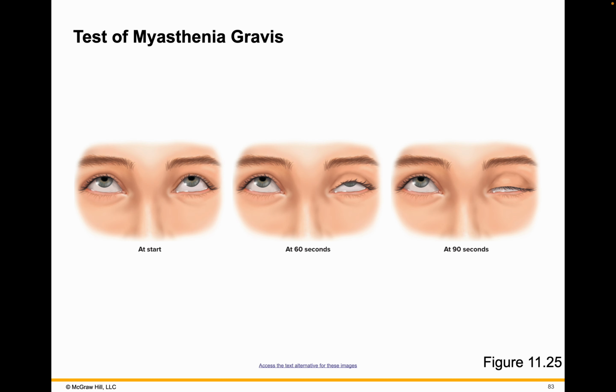It can be tested by having a patient look upward for a given period of time, and you'll begin to see eyelid drooping complete by 90 seconds.